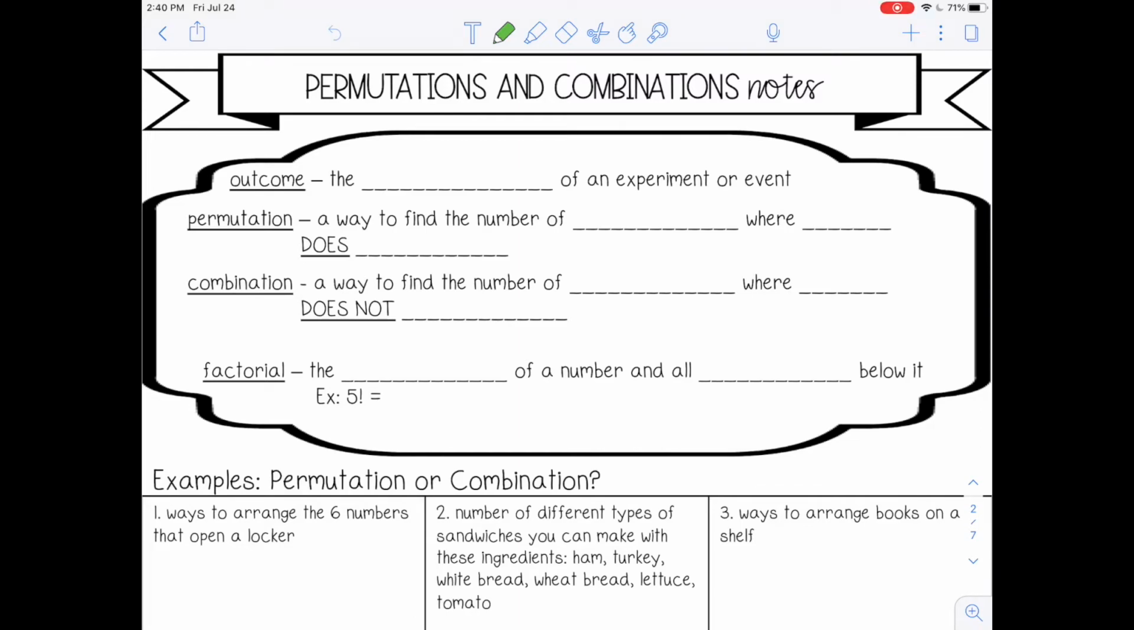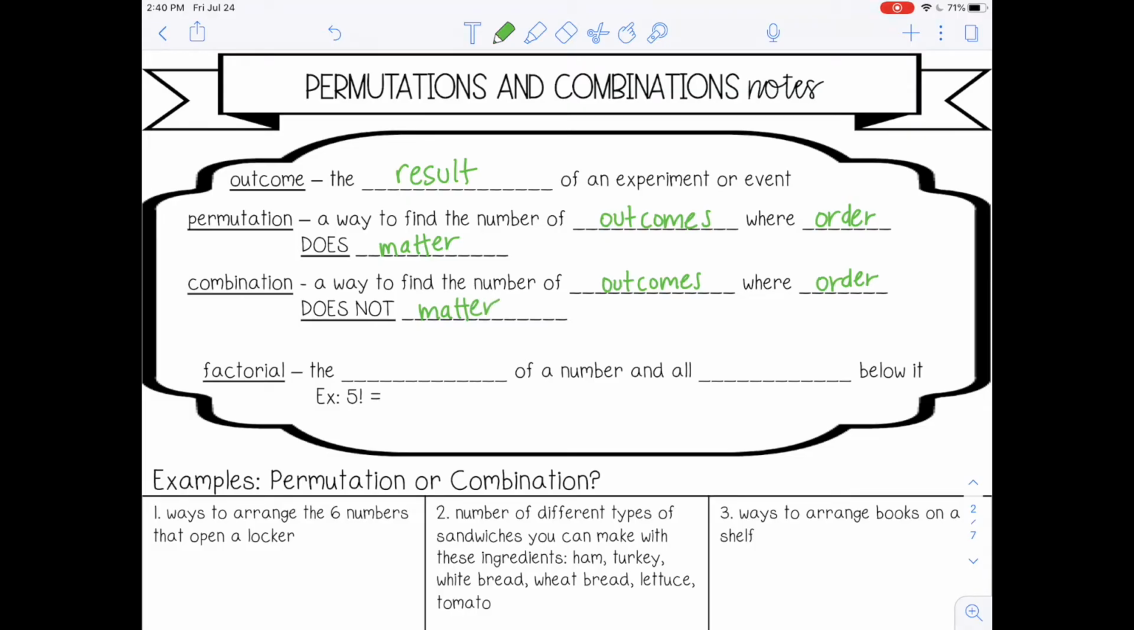Welcome to this lesson on permutations and combinations. Let's go over some vocabulary first. So an outcome is the result of an experiment or an event. A permutation is a way to find the number of outcomes when order does matter. Combination is a way to find the number of outcomes where order does not matter.